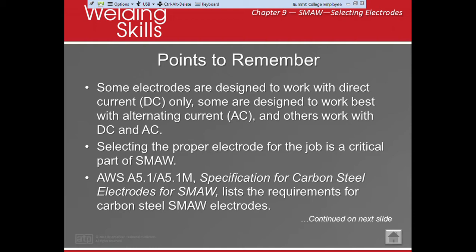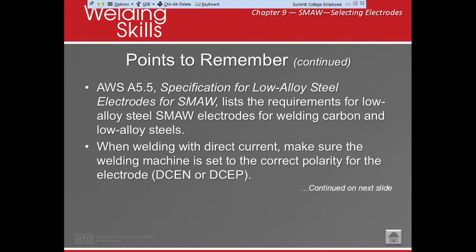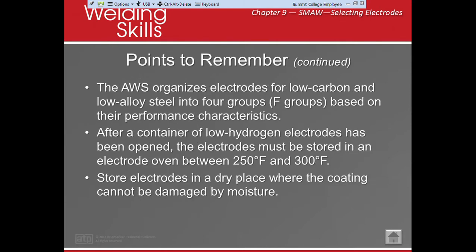AWS A5.1 is a specification for carbon steel electrodes for SMAW. AWS A5.5 is a specification for low alloy steels for SMAW. When we weld with direct current, we need to make sure that we have the correct polarity, electrode negative or electrode positive. And we know that AWS organizes electrodes into 4 major F groups based on their characteristics.